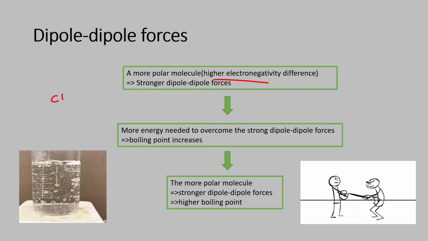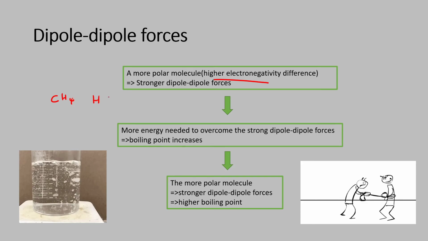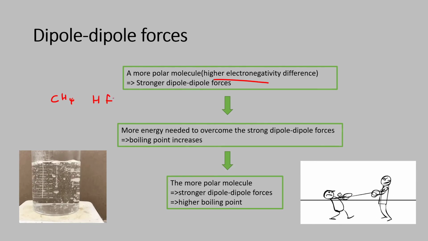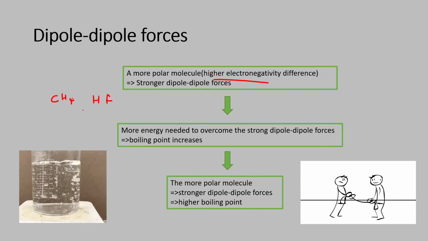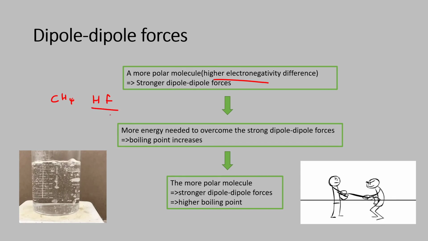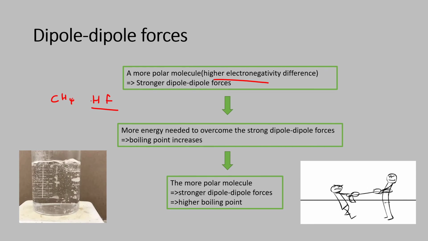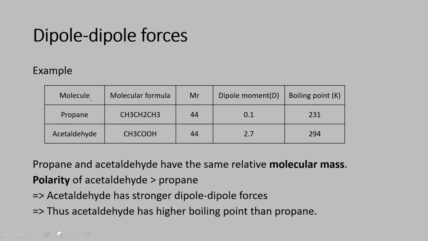For example, CH4 and HF. They will ask which has the higher boiling point. It is HF because it has a higher electronegativity difference. Like that. Okay. This is one example of dipole-dipole forces.